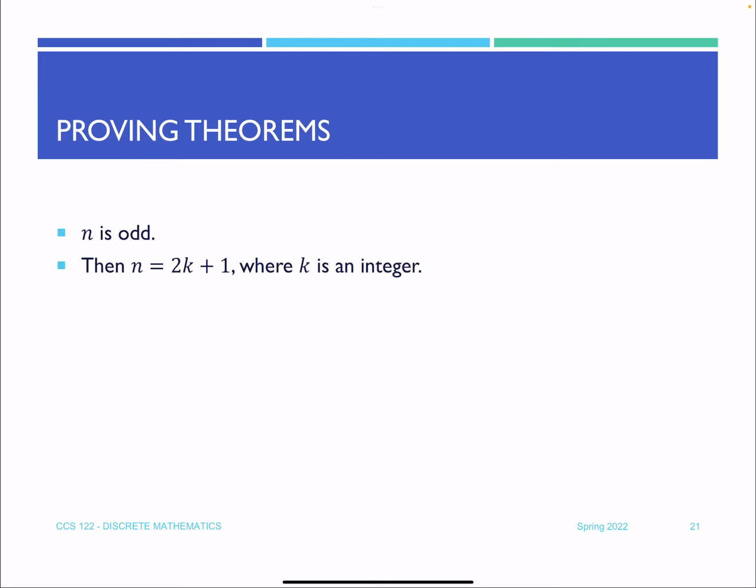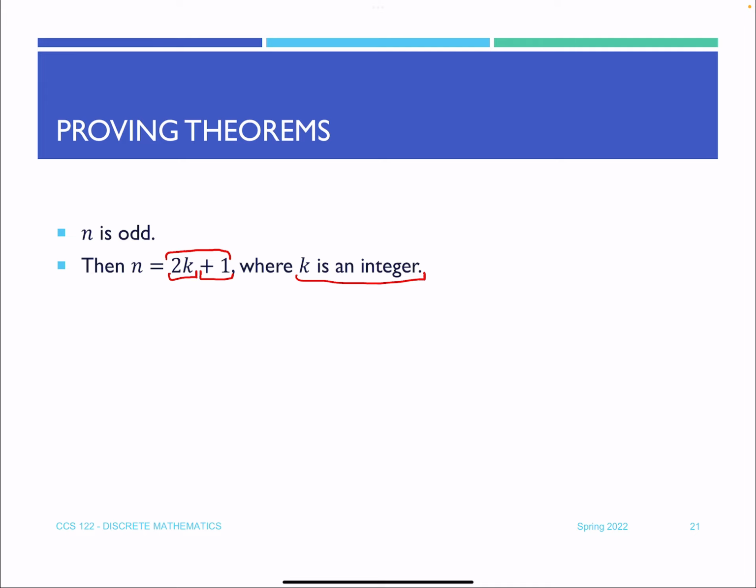So we began with n is odd, then that means n can be rewritten as 2k plus 1. Why are we doing that? 2k, this part, is of course an even number, where k can be any integer. By multiplying any integer by 2, you're making it an even number. And then by adding 1, the whole sum is guaranteed to be an odd number. So n, we begin by rewriting it as 2k plus 1.